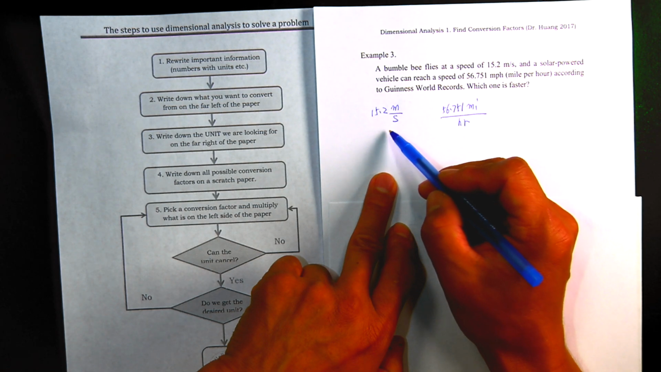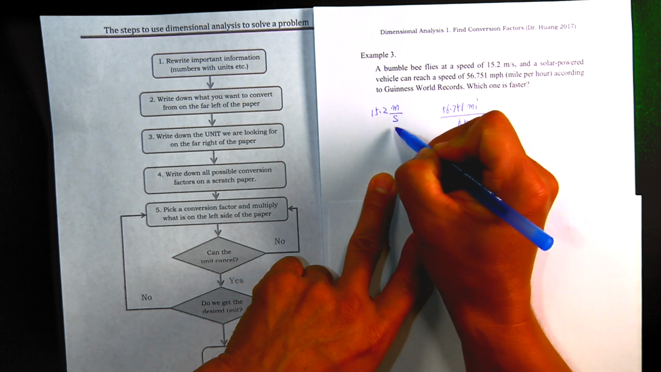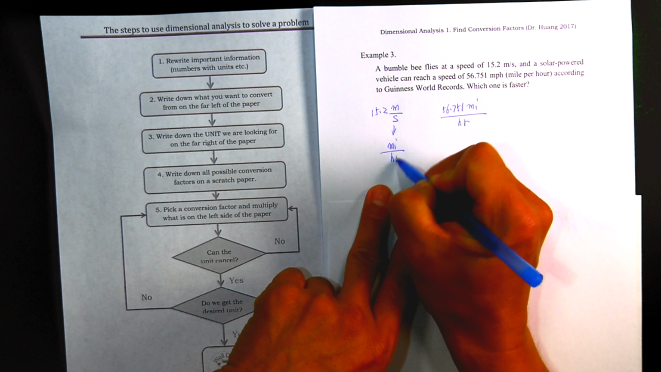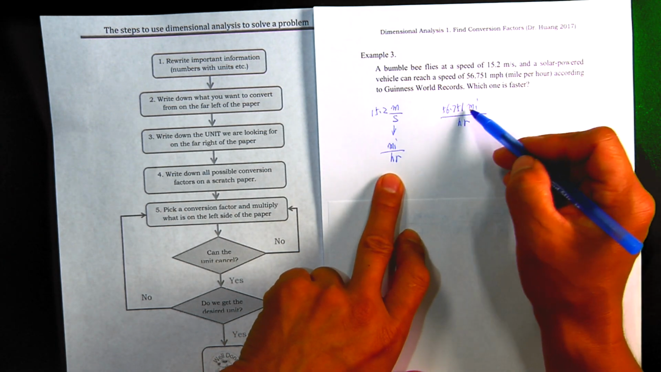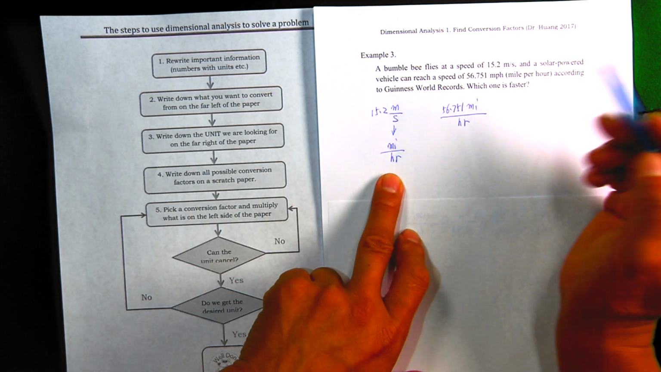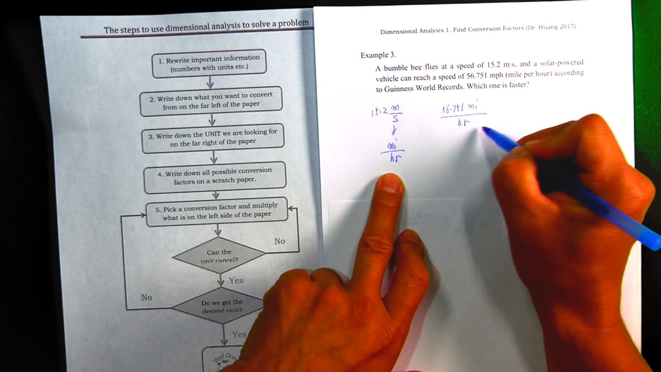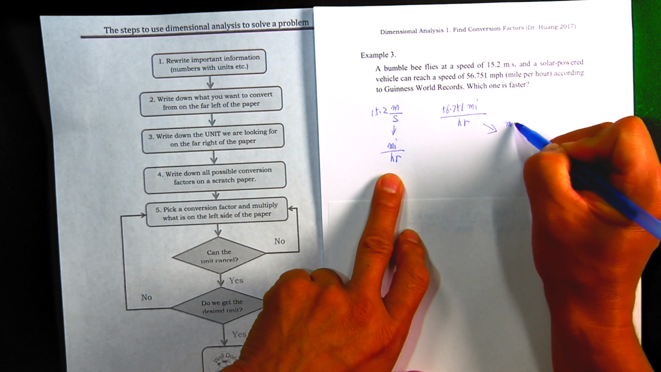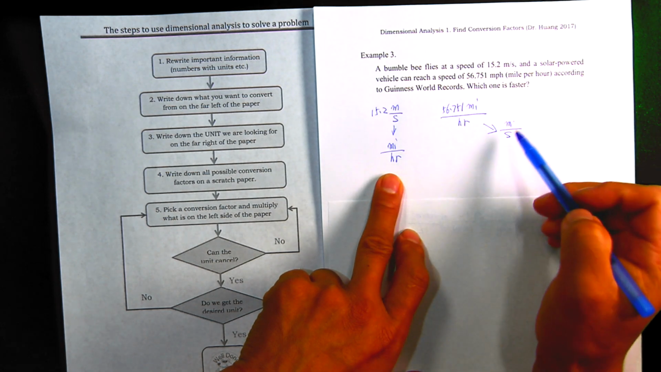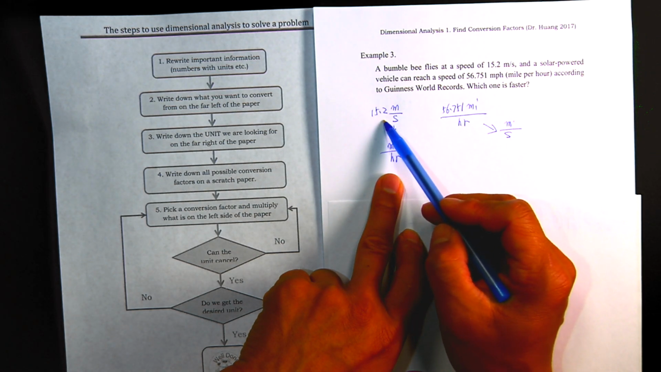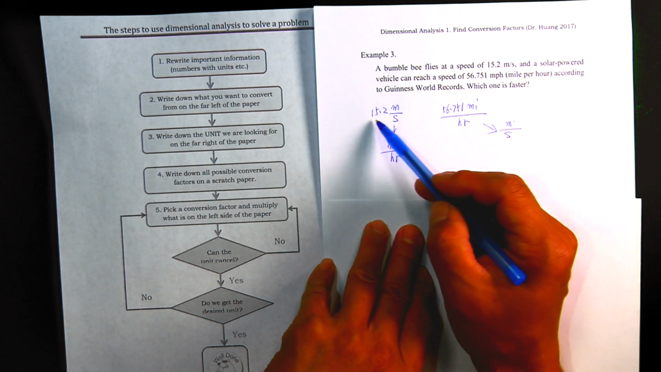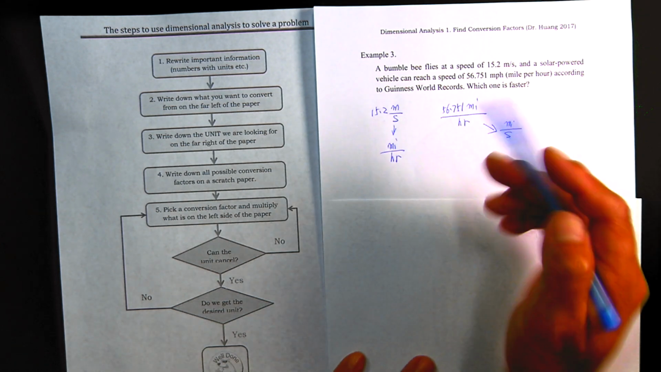In order to compare two different quantities, they have to have the same unit. So one way is we convert meter per second to mile per hour. Then we can compare with the speed of the vehicle. Or the second method is we change mile per hour to meter per second, then compare to the speed of the bumblebee. Either way works equally well. For this example, I want to convert meter per second to mile per hour.